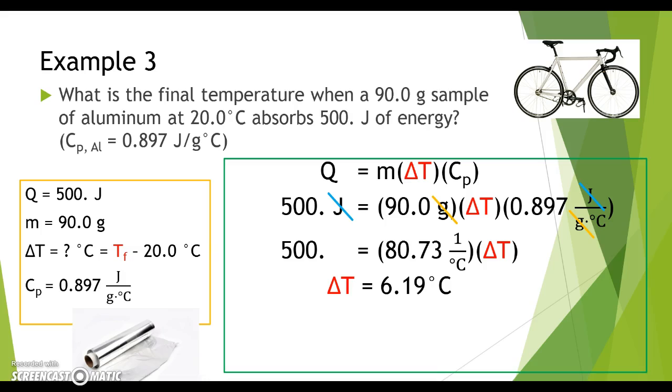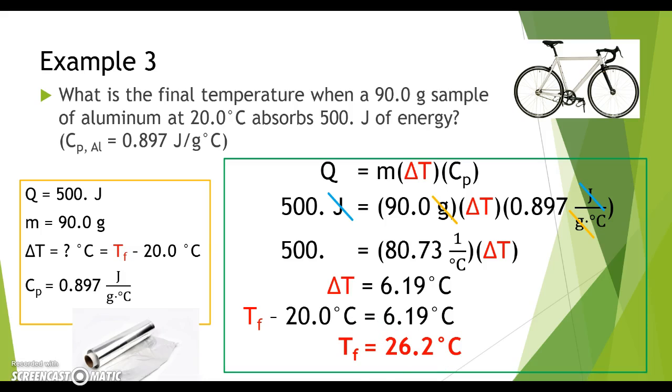Now this is not our final answer. We are looking for the final temperature, not the change in temperature, but the final temperature. So recall that delta T is final temperature minus the initial temperature of 20 degrees Celsius, and that change is 6.19. So then we just add 20 degrees Celsius to both sides and we solve for TF, and it comes out to be 26.2 degrees Celsius.